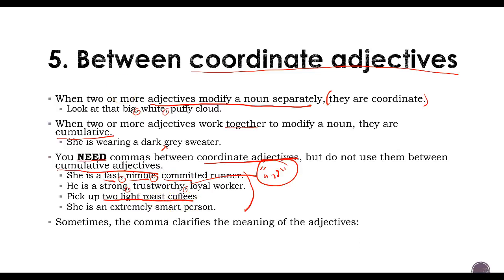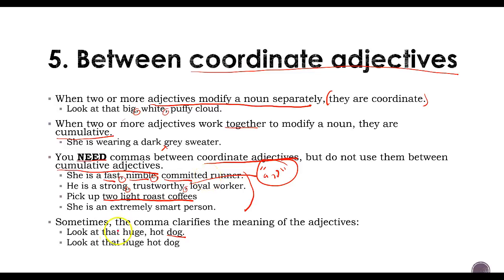Also with coordinate adjectives, the comma can actually clarify the meaning of the adjectives, and a sentence would be completely different without the comma. Look at that huge, hot dog. Look at that huge and hot dog. So these 2 are describing the dog separately. So the dog is huge and the dog is hot. All right, so look at that huge and hot dog. So we get a picture of a big dog that's very hot.